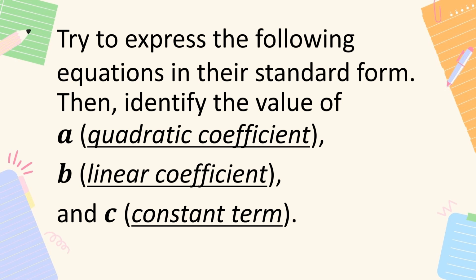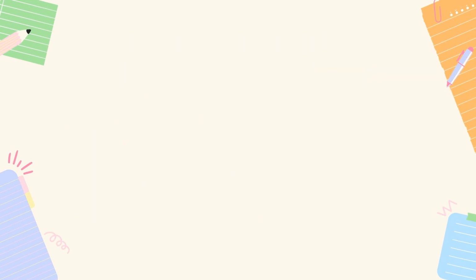Then, we identify the value of a, which is the quadratic coefficient, b, which is the linear coefficient, and c, which is the constant term. For our first example, we have the square of the sum of 2x and 1 equals 6x.